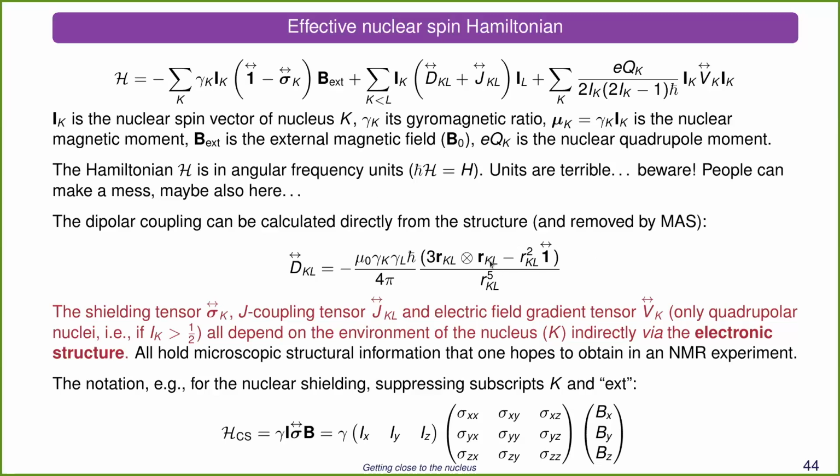These are the distances between the nuclei. These are their gyromagnetic ratios. That is all that goes in. It's the simplest term in this sense. But all the other terms, they need some electronic structure information.